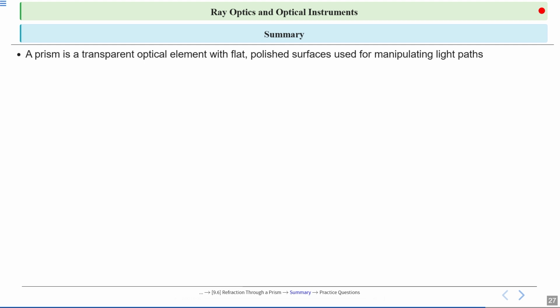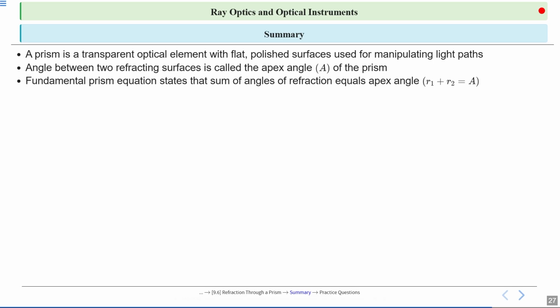So in summary, this slide concludes with a summary that ties these concepts together, preparing students for practice questions and further exploration of refraction through prism. So let's focus on the apex angle of prism. The apex angle denoted as A is the angle between two refracting surfaces of prism. This angle is fundamental because it influences how light is refracted within the prism. Understanding this angle helps us predict the behavior of light as it passes through the prism.